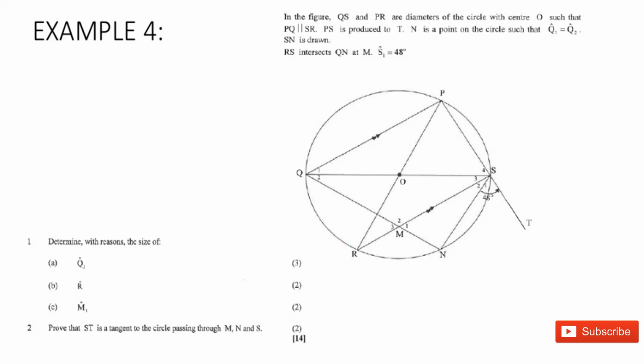So you need to be able to break the diagram down by looking at what you're supposed to look at. Do you have a diameter? Do you have a radius? Do you have a cyclic quadrilateral? Do you have parallel lines? Do you have tangents? I'm going to be showing you how you're supposed to approach this question so that it doesn't confuse you.